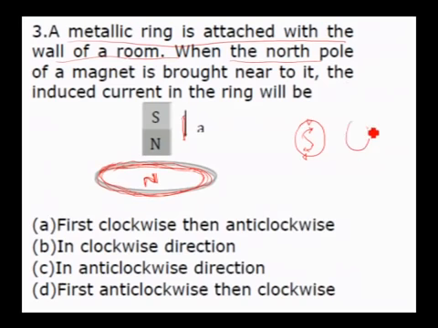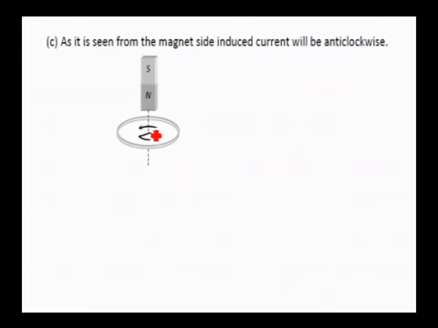But if the current in the circular coil is in anti-clockwise direction, then that face of the coil is behaving like north. If north is moving towards the ring, this has to develop a north pole to oppose, according to Lenz's law. That means to make this face of the ring north, the current should be in the anti-clockwise direction, and that is option C. So this is the north pole.